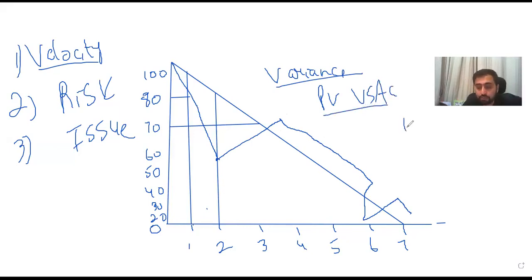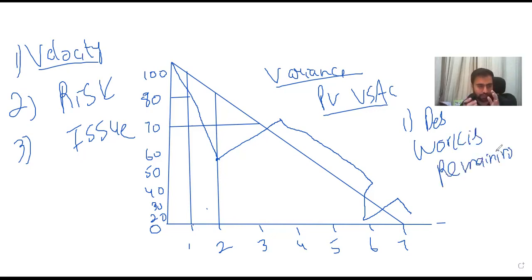An important thing to remember about the burn down chart is that it gives you the progress in descending form. As you move down, it shows how much work is remaining. And in an ideal scenario, on day 7, we must be able to complete all the user stories.